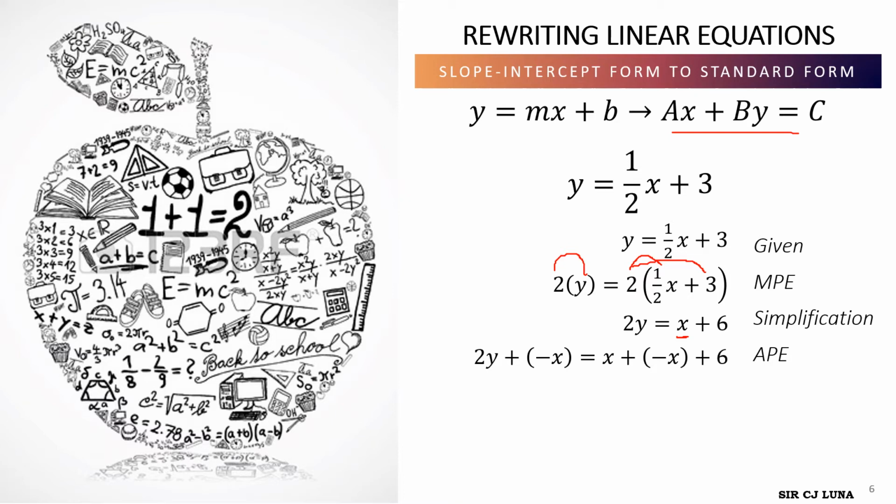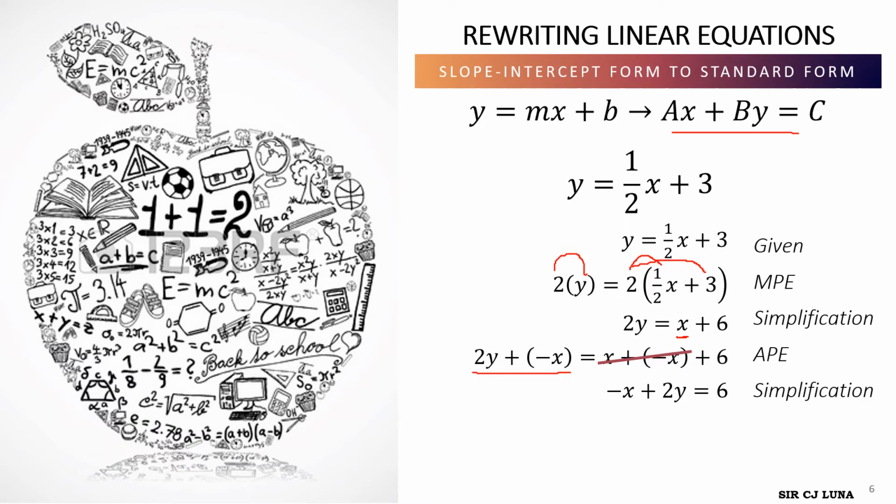So, we have this now. Okay? Then, we will simplify. X plus negative x is 0. So, mawawala na yun. Okay? So, we only have now negative x plus 2y equals 6. So, dito, we just rewrite it into negative x plus 2y. Inayos natin. Nauna yung variable na x, followed by y. Okay? But this is not yet the standard form.